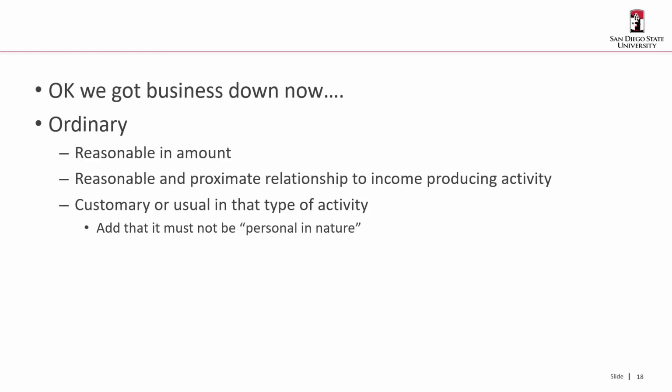Okay, so let's presume for a second we have the meaning of what a trade or business is down, and I would argue we don't really, but probably good enough, at least for this class, because we could probably battle over this legally for a good long while. We need to talk about ordinary, right? Ordinary and necessary. So ordinary means reasonable in amount. It means reasonable and proximate. It has a reasonable and proximate relationship to an income-producing activity, and that it's customary or usual in that type of activity, meaning that it must not be personal in nature.